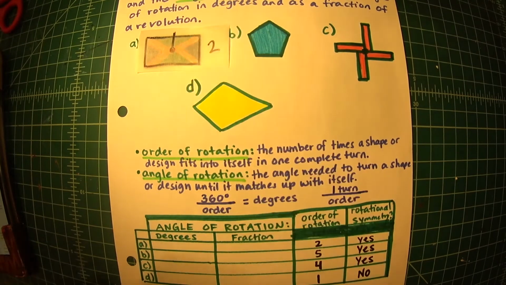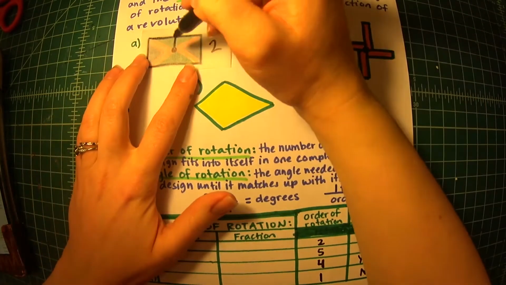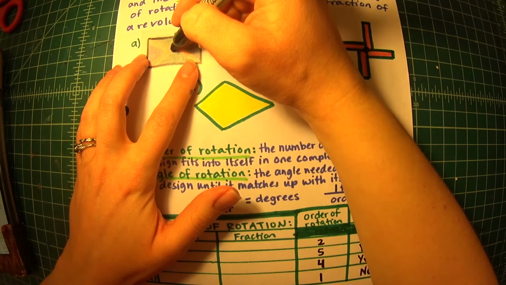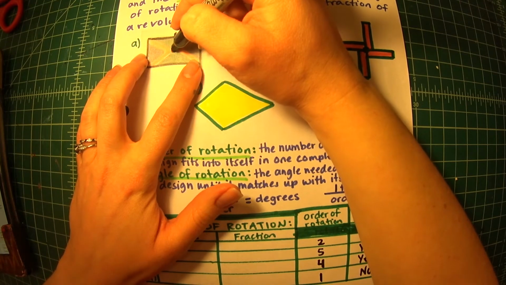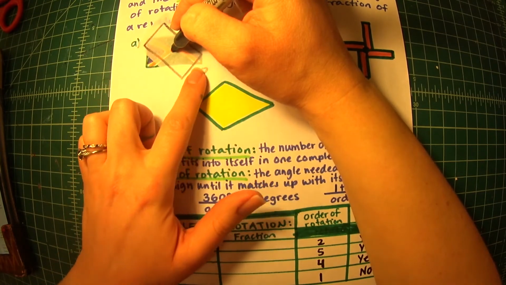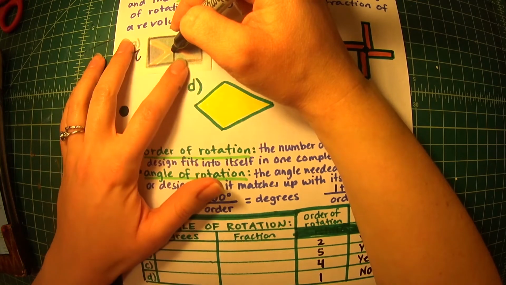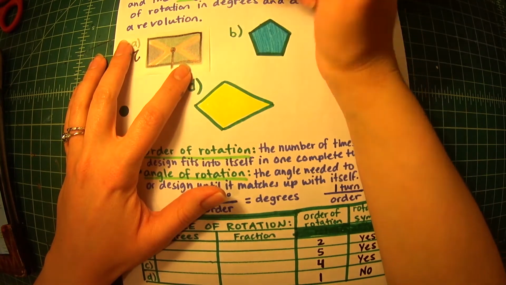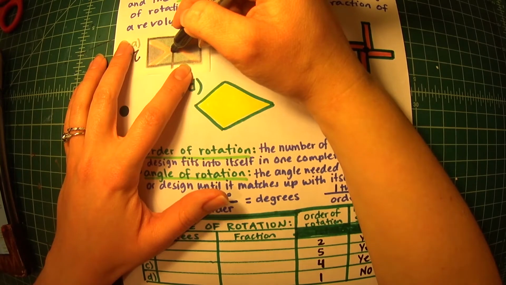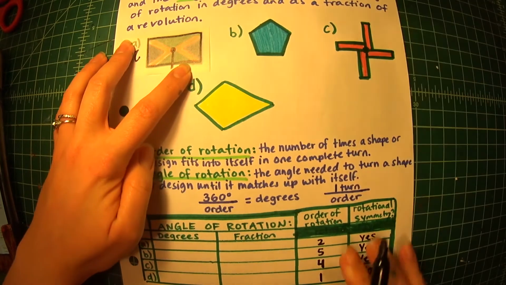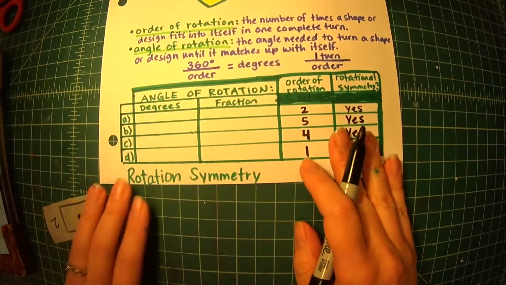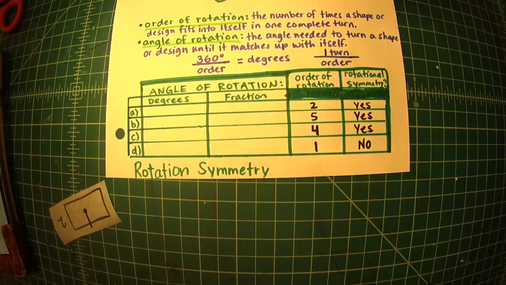So remember this first one? Let's see, how many degrees did we turn it before it matched up the first time? Well, we turned it a half of a turn. There's our fraction right there. And half of 360 is 180. So that actually takes care of A, just like that.